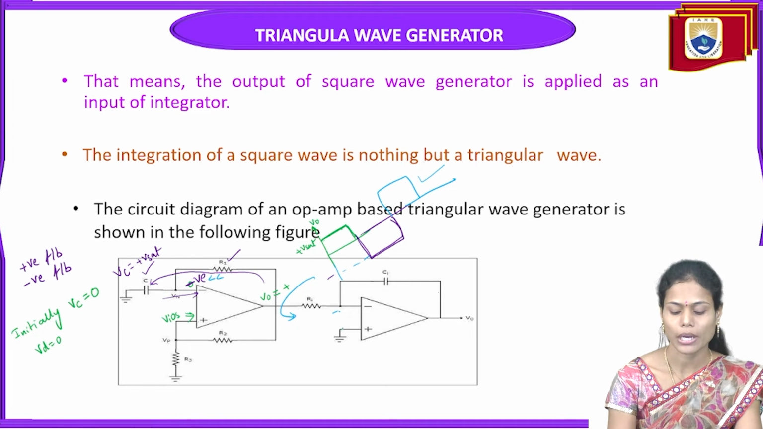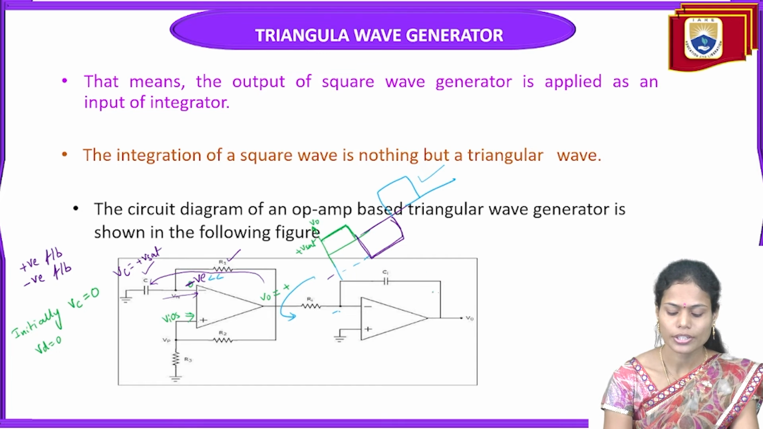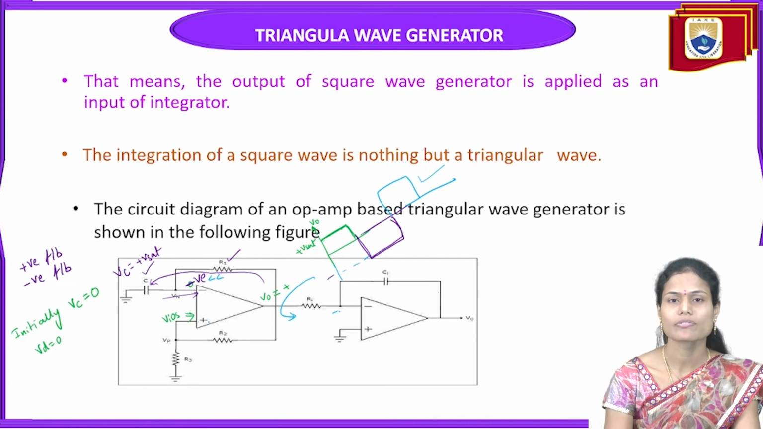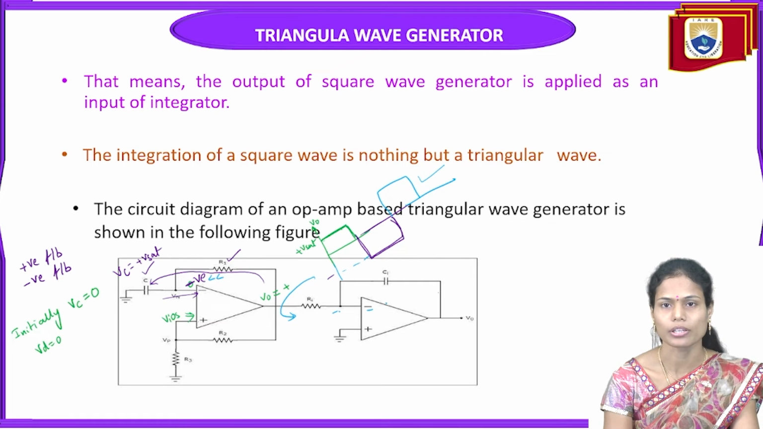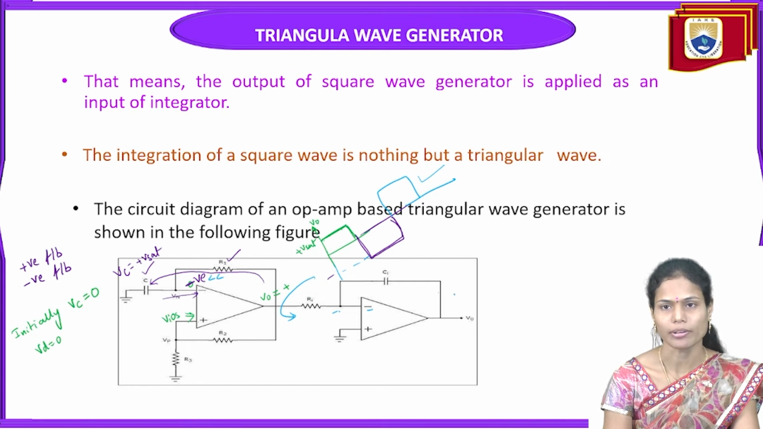So this square wave I am applying to the integrator circuit. If we observe, both the square wave generator as well as the integrator are inverting amplifiers. Why? Because the input signal is provided through the inverting terminal, and whatever signal we get at the square wave generator is connected back to the inverting terminal of the operational amplifier. That's why we can say both the square wave generator and the integrator are inverting operational amplifiers.